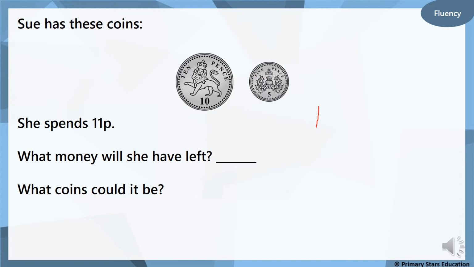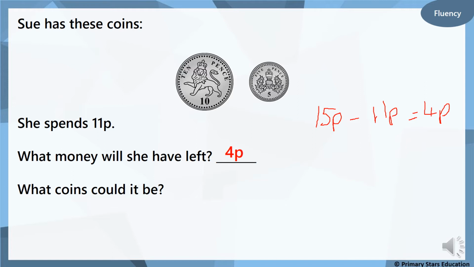So we have a 10p and a 5p. That gives us 15 pence in total. And we are going to spend 11 pence. So put 11 in your head, count up, 12, 13, 14, 15. That means she has 4 pence left.